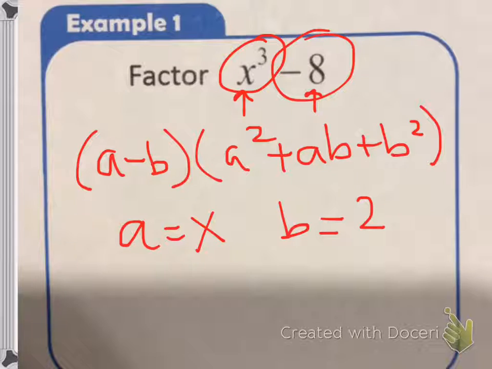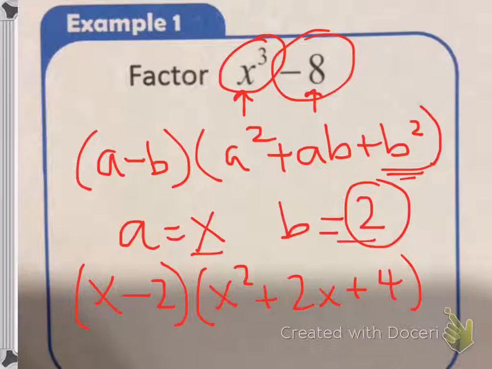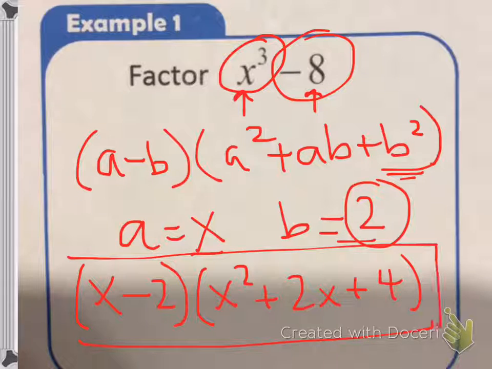Then it's just a matter of substituting into the formula correctly. So a minus b would be x minus 2, because of our substitution there. a squared would be x squared, plus ab, so multiply those two together to get plus 2x, and then the last part is b squared, and b squared would be 2 squared, which is 4. So this is actually the factored form of that perfect cube.